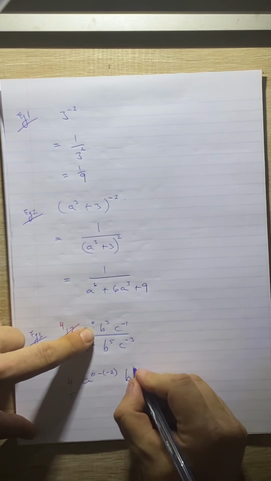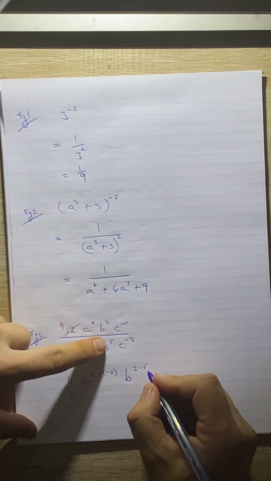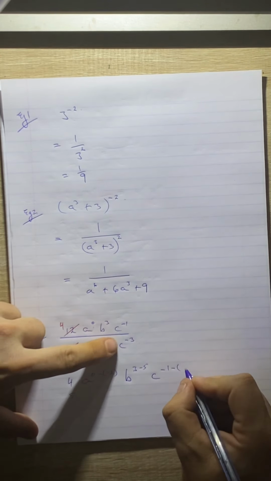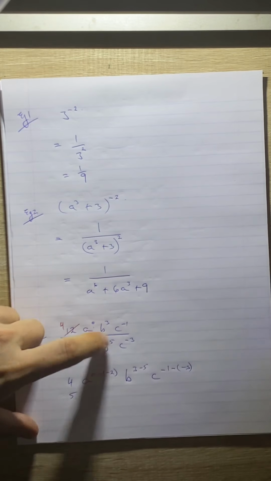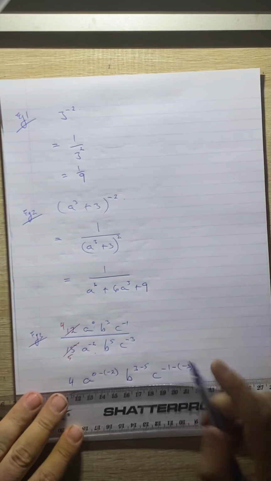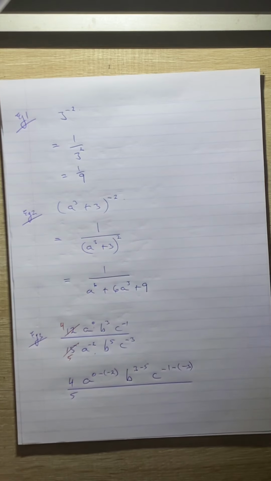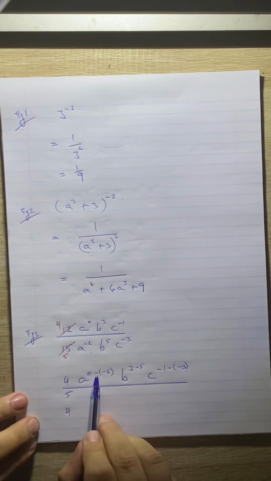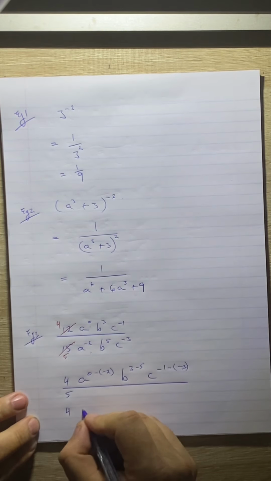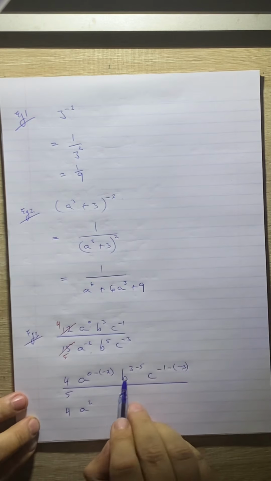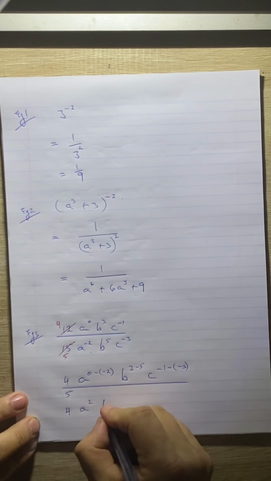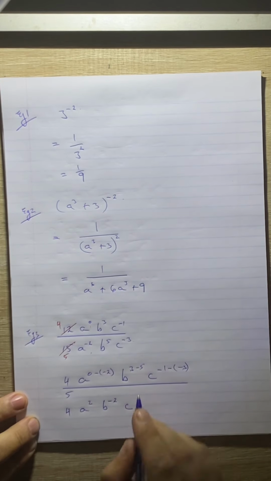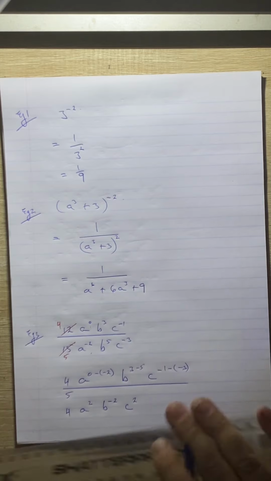Then b to the power of 3 minus 5, top minus bottom. And then we've got c to the power of minus 1 minus 3, top minus the bottom. Okay. What I can do now is simplify my exponents there. So we've got 4. 0 minus 2 is just a to the power of 2. b to the power of 3 minus 5 is b to the minus 2. c to the power of minus 1 minus 3 is c to the minus 2, all over 5.